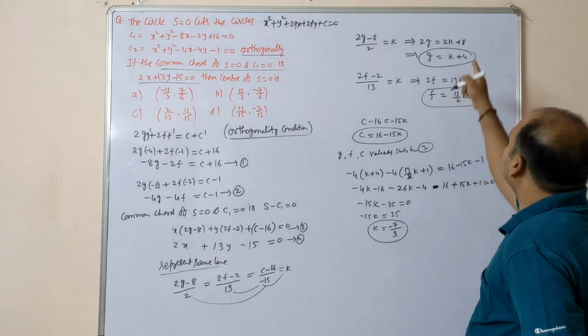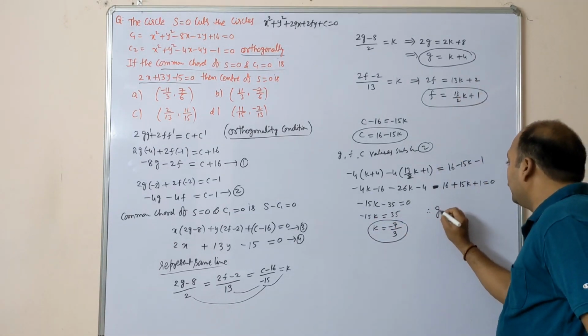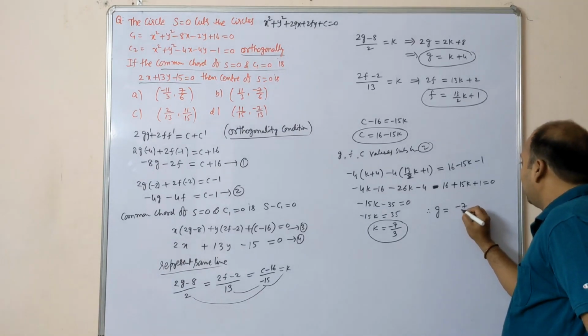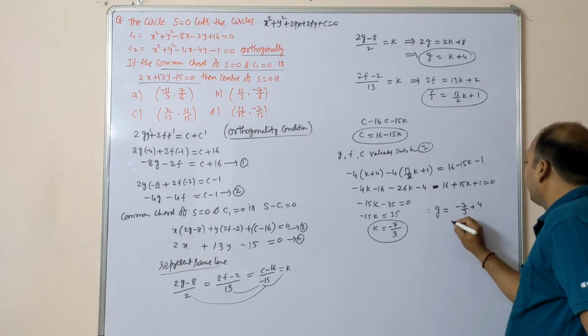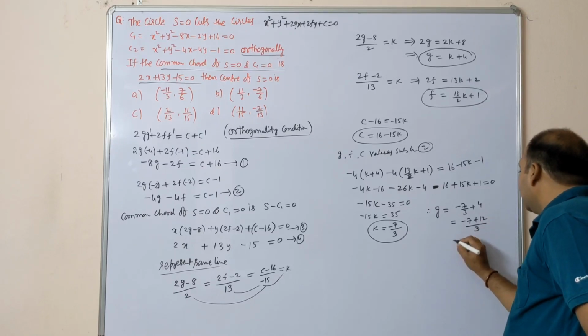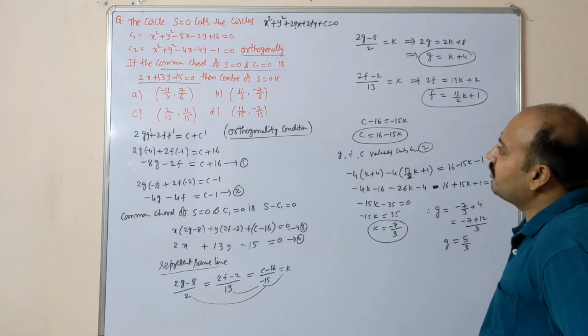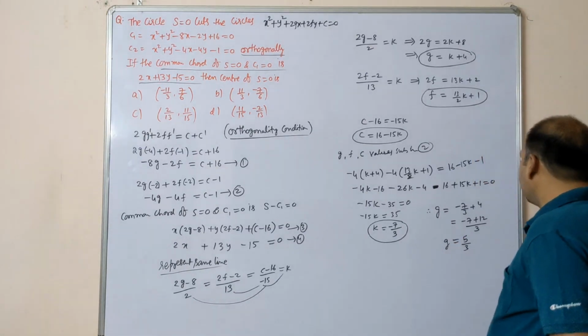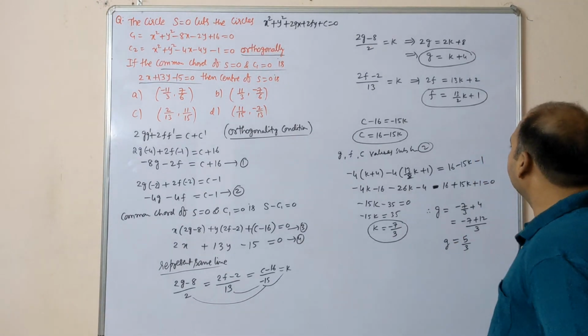So substitute the k value in this: g value equals minus 7 by 3 plus 4. So minus 7 plus 12 divided by 3, so 5 by 3 will be the g value. There is the option 5 by 3.